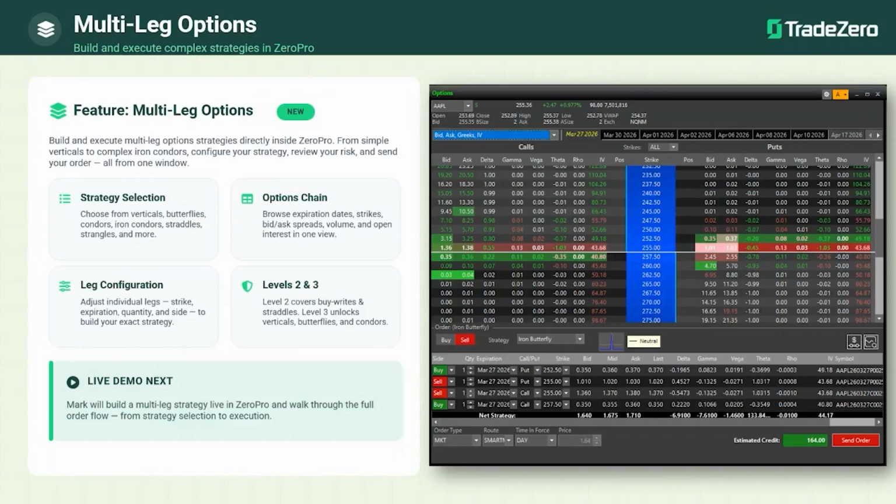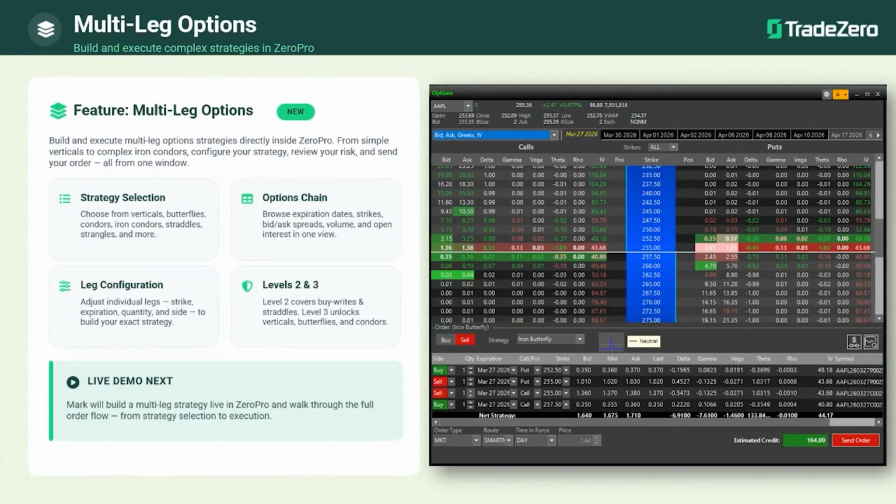You have the options chain. Again, I'm sure you'll all be very familiar with it. You can select the columns you'd like to view, the number of strikes you'd like to see, etc., and customize your order ticket to essentially be the trade that you would like to send off multi-leg wise. Leg configuration, you can customize the strike, the expiration, the quantity, and side.